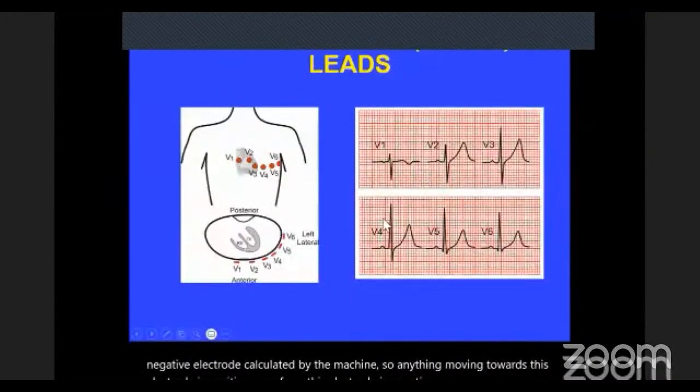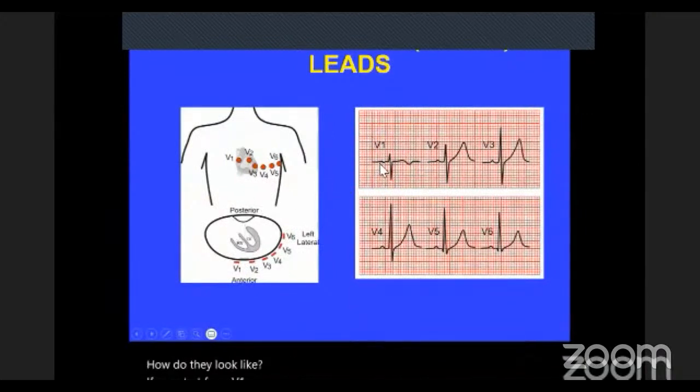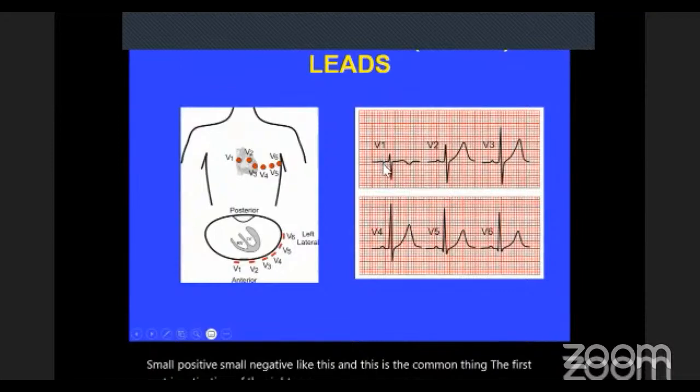How do they look? If we start from V1, the P wave in V1 could be small positive, small negative like this, and this is the common thing. The first part is activation of the right atrium because the sinus node is located in the right atrium. The second part, the negative part, is activation of the left atrium, moving away from V1. So it is accepted to be small positive, small negative like this, or just small positive or small negative.